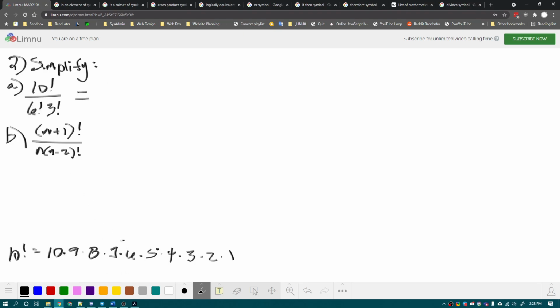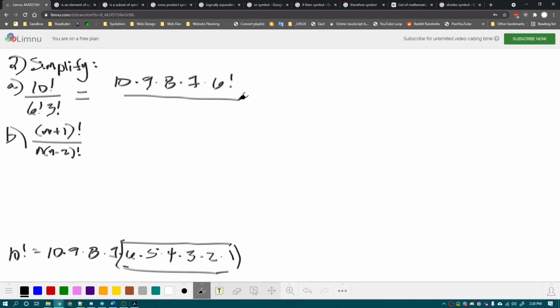Okay? So 10 factorial is just 6 factorial times 7 times 8 times 9 times 10. So that's what I'm going to write. I'm going to write 10 times 9 times 8 times 7 times 6 factorial. And that's divided by 6 factorial, 3 factorial.